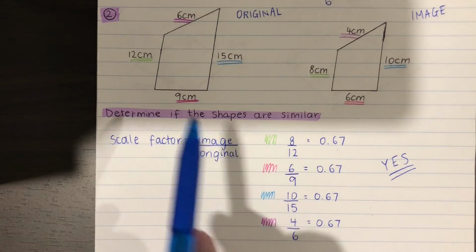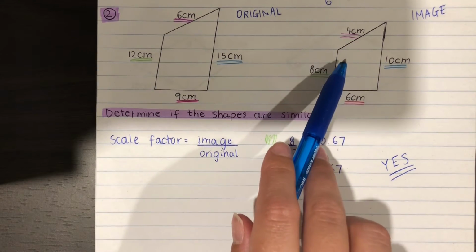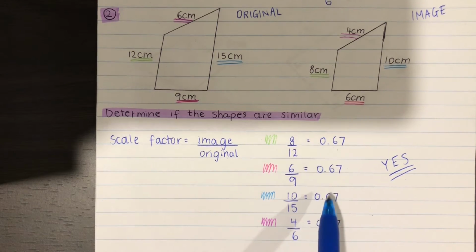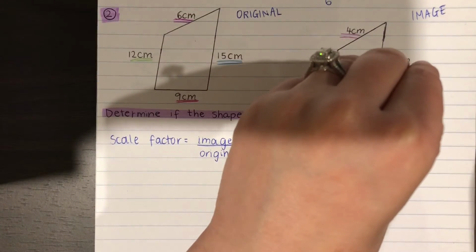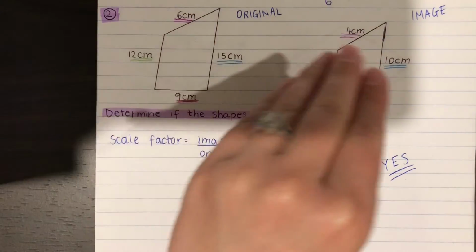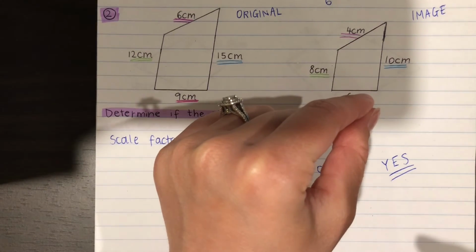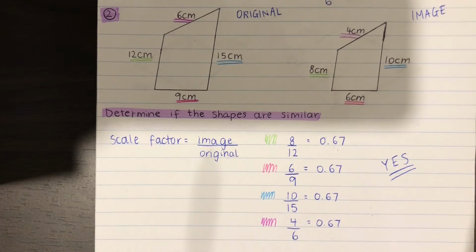Because the original is bigger than the image, you would expect the scale factor to be less than 1, because we have gone from something that's big to something that's smaller. This trapezium has become smaller, so the scale factor will be less than 1.